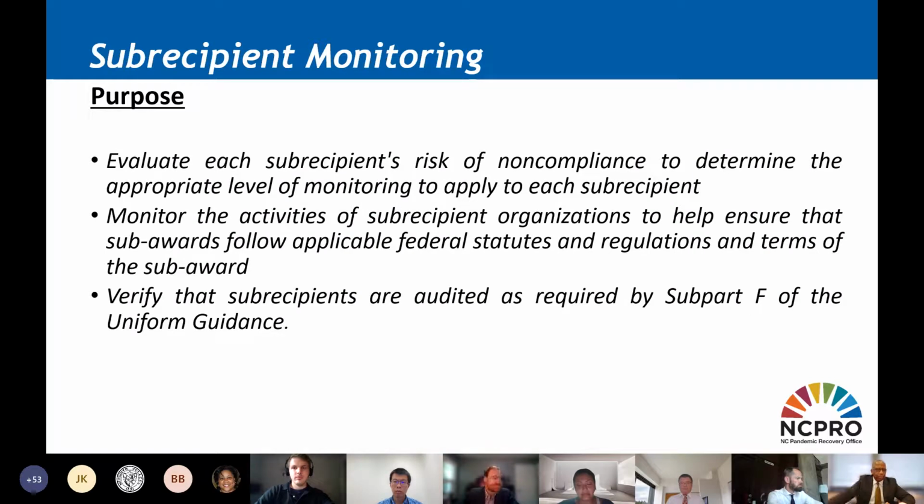And that is, and that's us, pass-through entities, evaluate each subrecipient's risk for non-compliance, to determine the appropriate level of monitoring to apply to each subrecipient. Monitor the activities of subrecipient organizations to help ensure that subawards follow the federal statutes and regulations and the terms of the subaward. And thirdly, verify that subrecipients are audited as required by subpart F of the uniform guidance. Next slide.